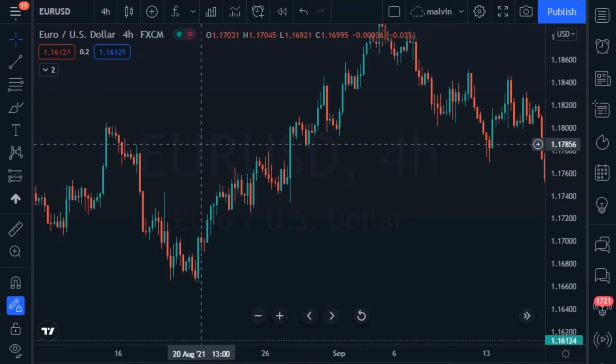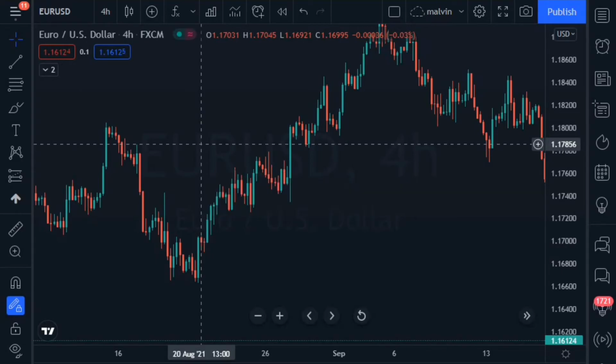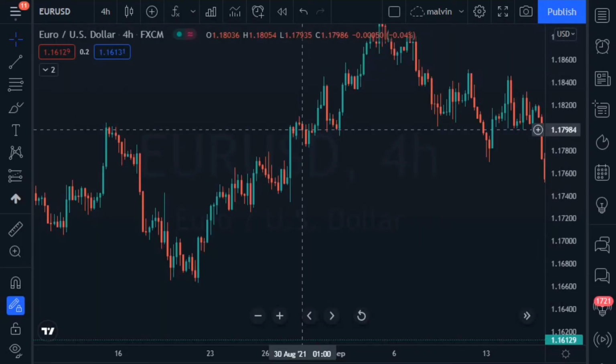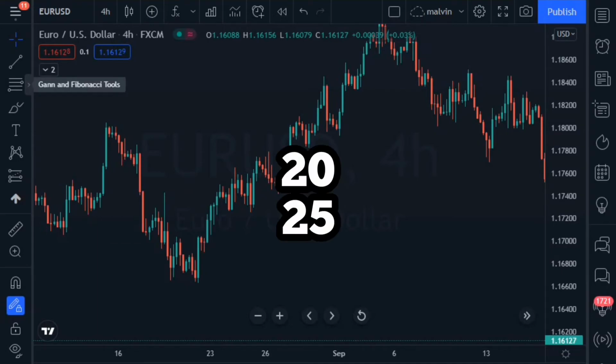So right now what I'm going to do is show you guys the settings to those indicators, which are the moving average and the Fibonacci retracement. What you have to do here is search for the moving average, and the moving average will appear here. It comes with a default setting of 9. You saw two moving averages on my screen. The first moving average is moving average 20, and the second moving average is moving average 25.